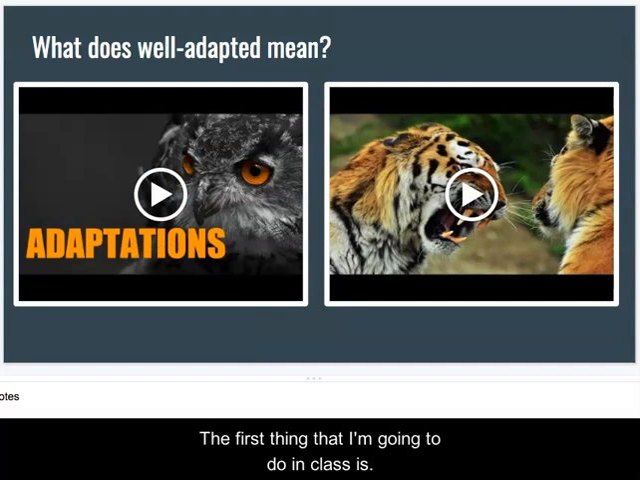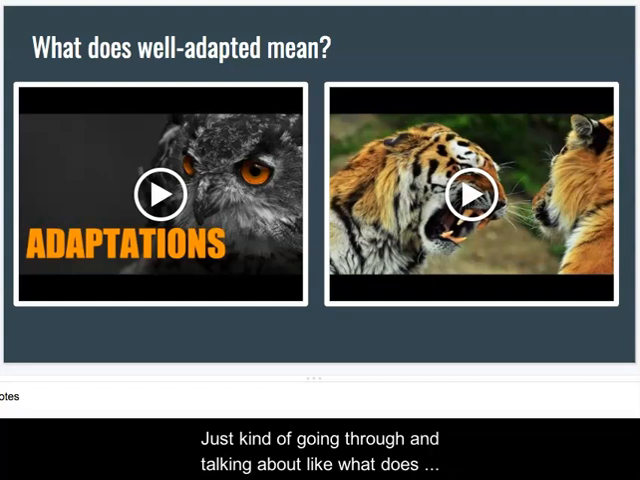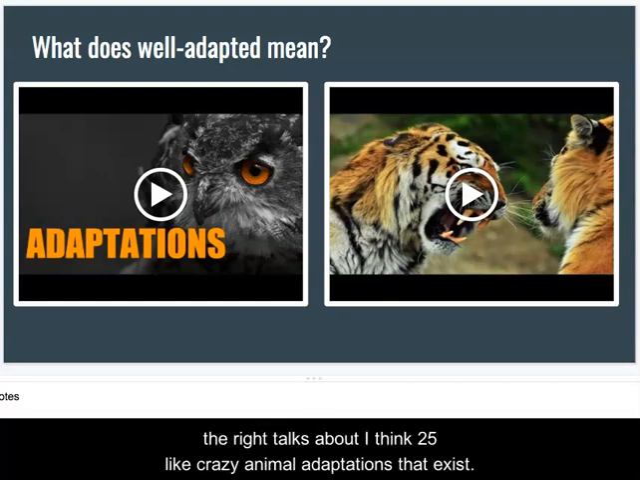The first thing that I'm going to do in class is talk about what does well adapted even mean? If our goal is to figure out how populations become that way, what does that even mean? What's the target? So if you have a chance, hop over to the PowerPoint and watch these videos. The one on the left talks about different types of adaptations, and the one on the right talks about, I think, 25 crazy animal adaptations that exist.